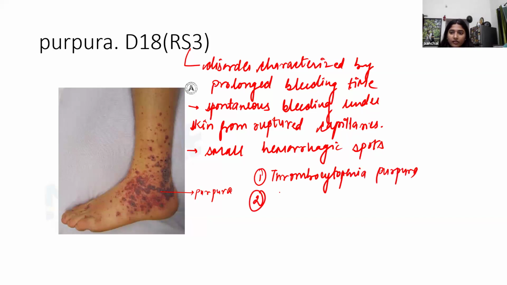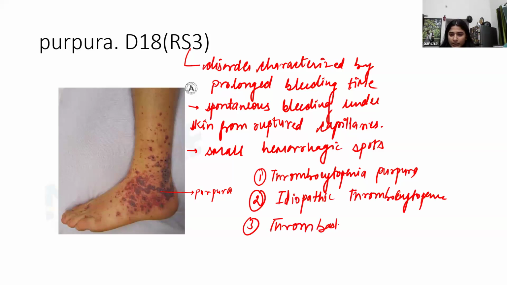Another we have idiopathic thrombocytopenic purpura. And third we have thrombasthenic purpura. Okay, so one by one, we're going to know about the various types.